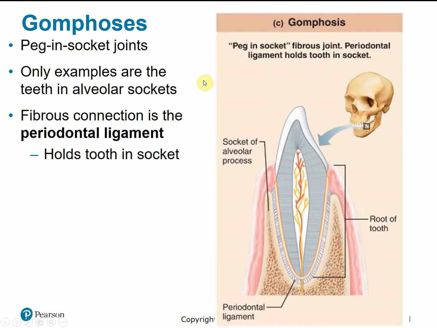Gomphosis are peg and socket joints found only in the teeth. So where the teeth are going to join to the jawbone, the mandible. So our fibrous connection here with gomphosis joints is the periodontal ligament that holds the tooth in its socket.